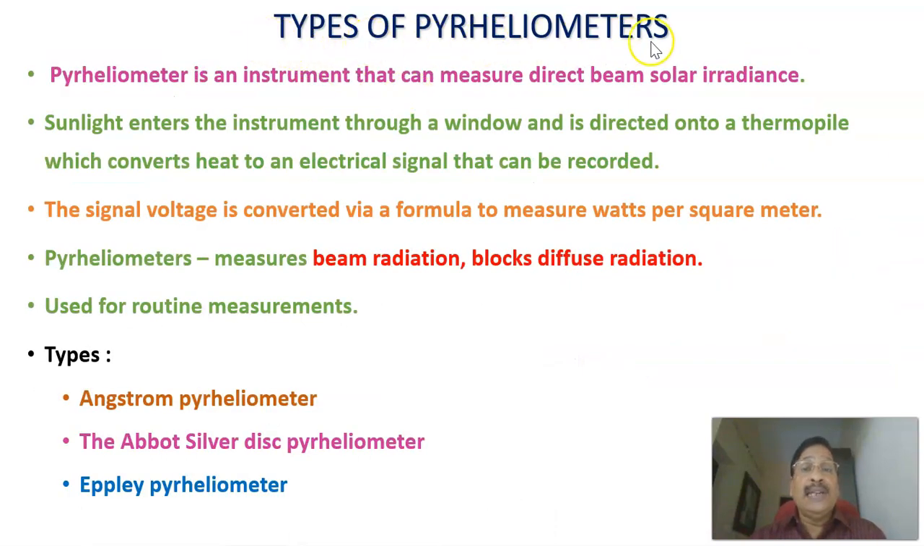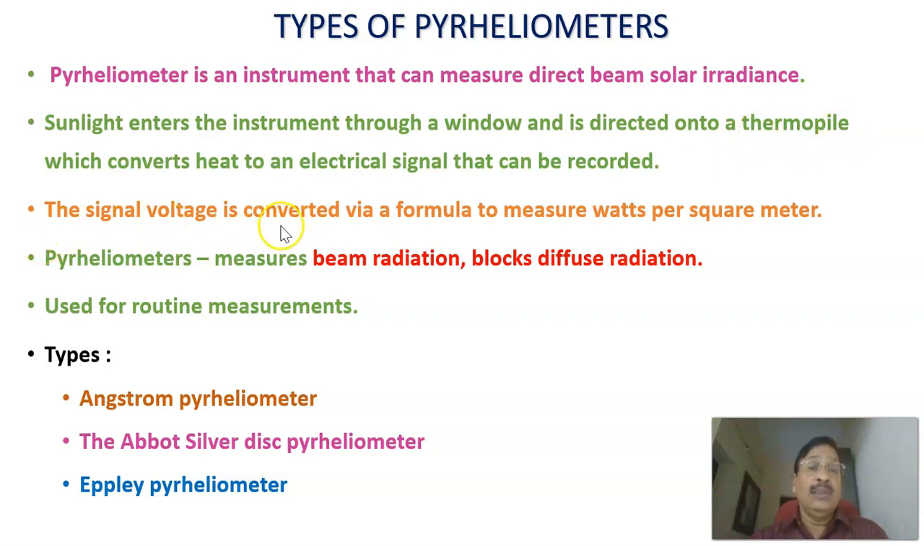Continuing with the types of pyrheliometers, a pyrheliometer is an instrument that can measure direct beam solar irradiance. The sunlight enters the instrument through a window and is directed to the thermopile, which converts the heat into an electrical signal that can be recorded. The radiation falls on a black surface, over which the temperature rises. That temperature rise is measured using a set of thermocouples called a thermopile.